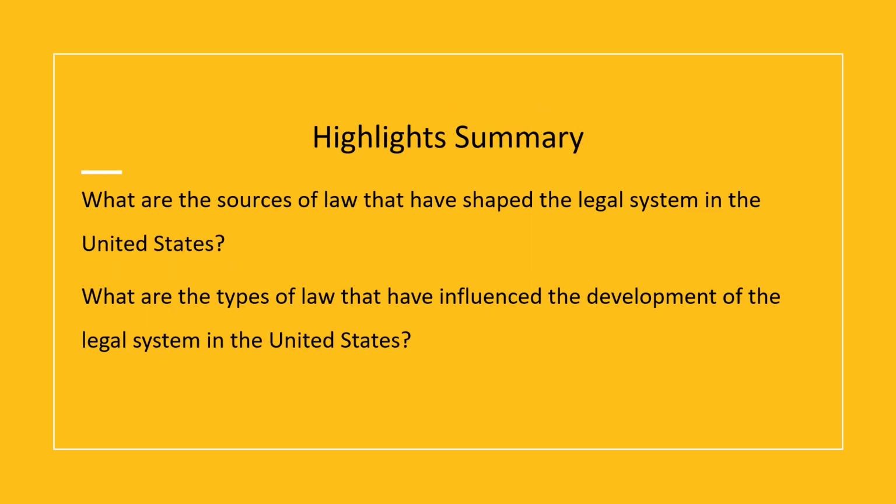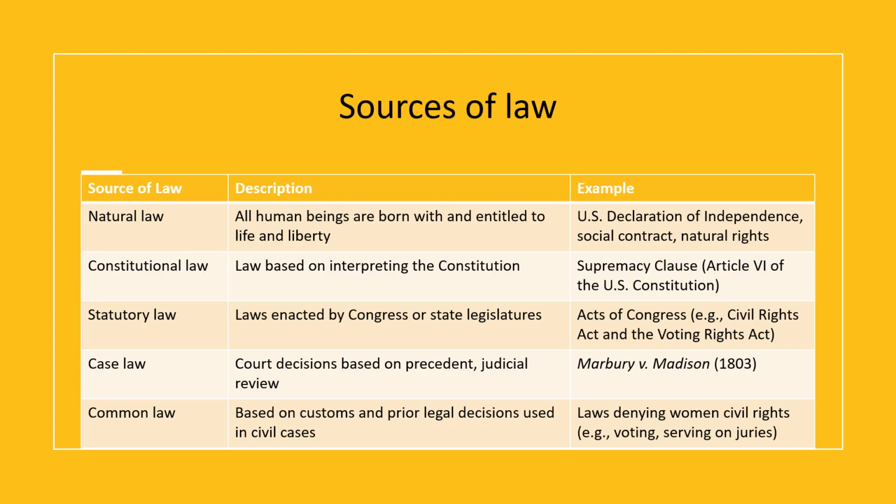What are the sources of law that have shaped the legal system, and what are the types of law that have influenced the development of the legal system in the United States? So we now look at 5 sources of law. The first of these is natural law. The concept of natural law is that all human beings are born with and entitled to life and liberty.